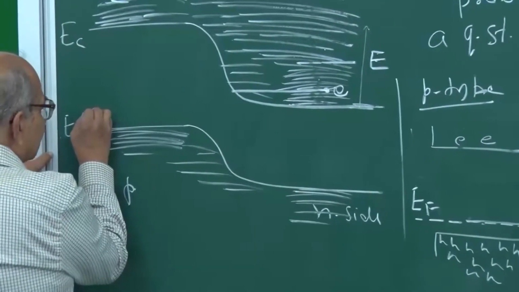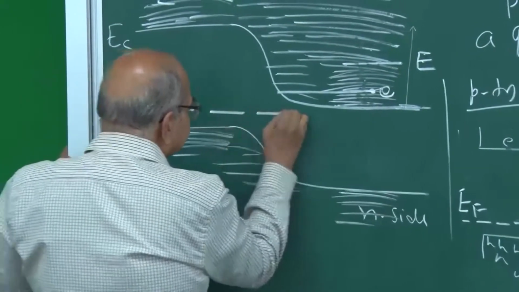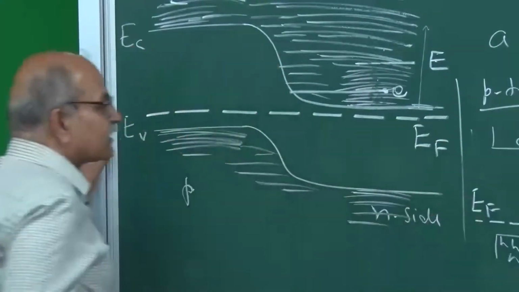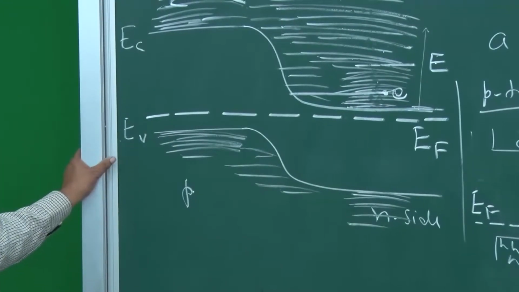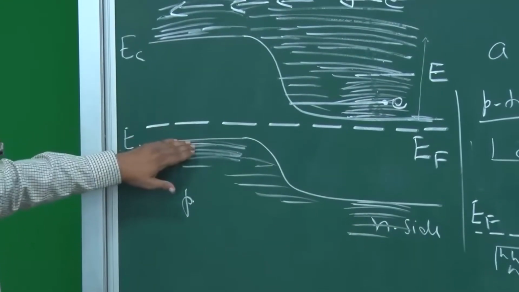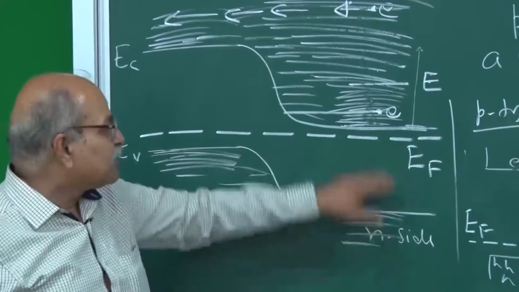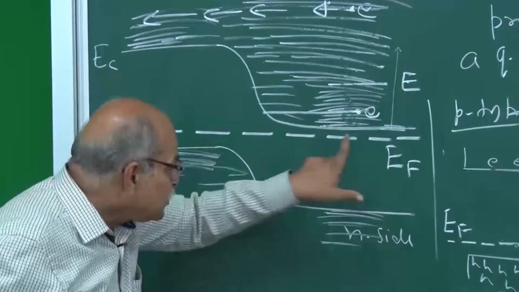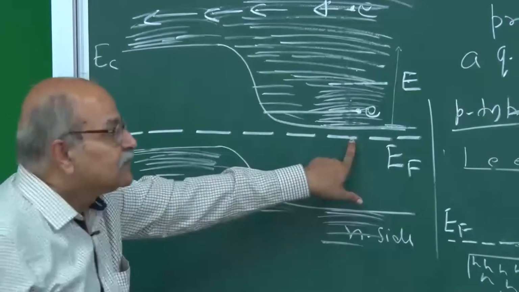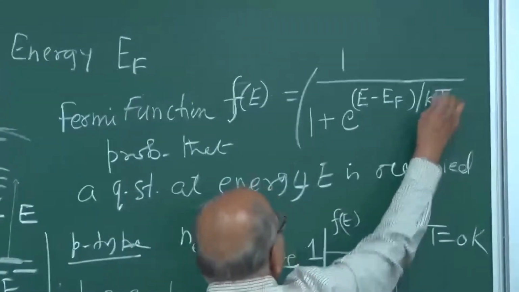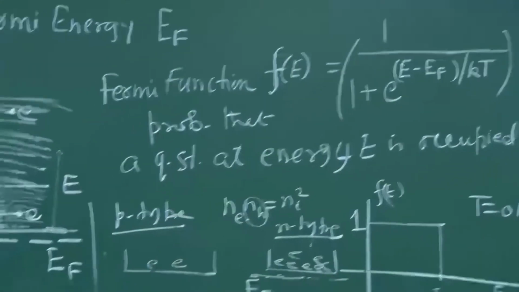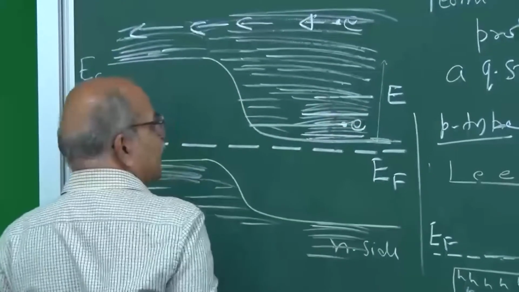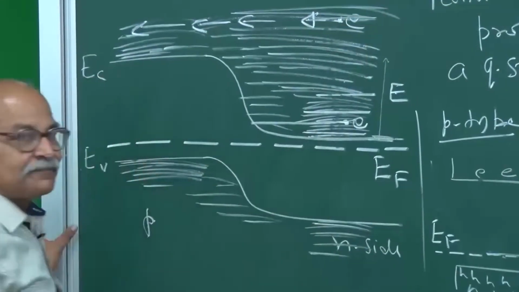In this picture we have done that. Your Fermi energy will be somewhere here. For the p type it is close to the valence band edge, for the n type it is close to the conduction band edge, and so on. Once you know this EF, you can calculate the probability of this quantum state being occupied, and this one, and this one.